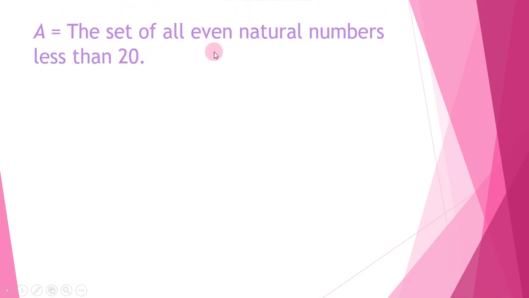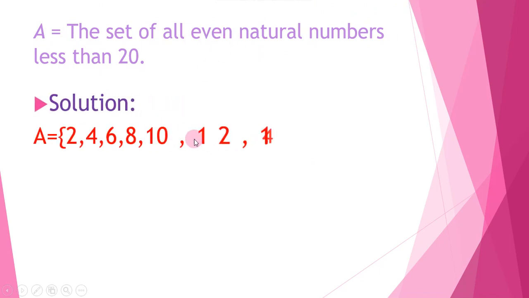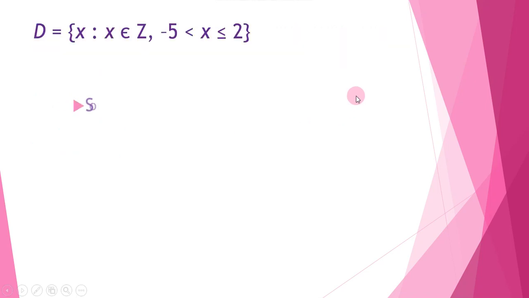First one, A equal to the set of all even natural numbers less than 20. Natural numbers begin with 1. Even natural numbers means 2, 4, 6 and so on. Here less than 20 means below 20. So 2, 4, 6, 8, 10, 12, 14, 16, 18. Are you clear now? Good.